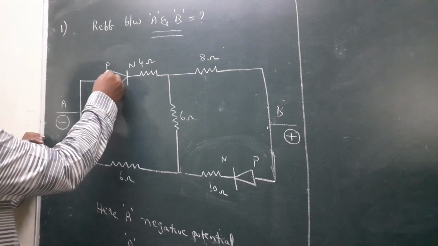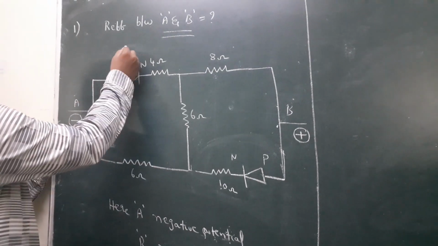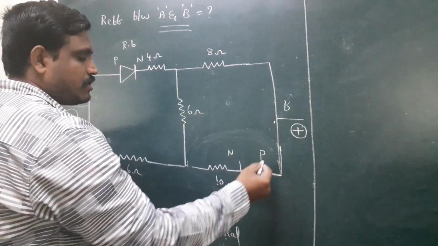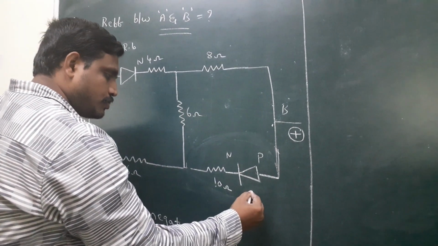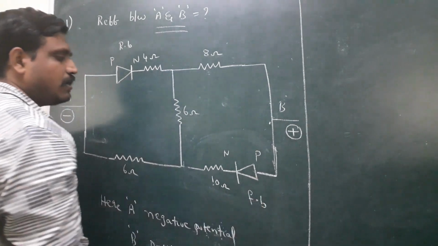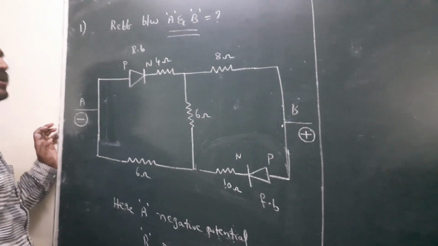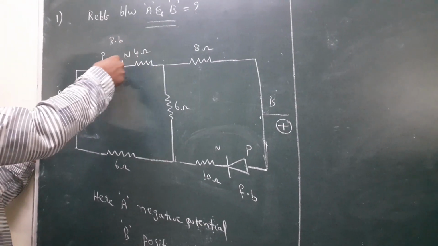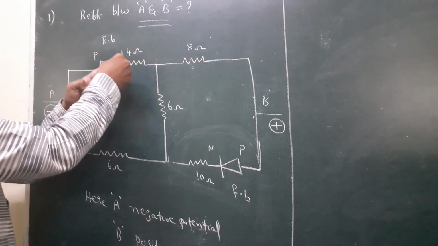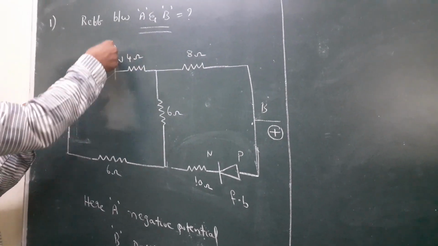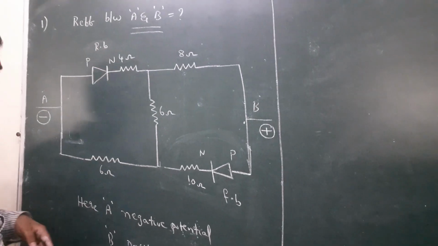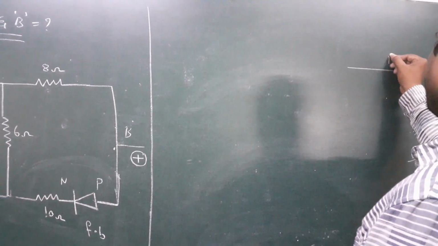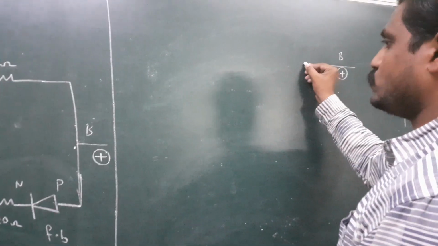Look here. This diode, P is connected to negative, that means reverse bias. This diode, P is connected to positive, and positive means forward bias. Forward bias allows the current, but reverse bias does not allow the current. So this will be removed, because no current flows here, since this diode acts as a reverse bias. Same diagram I have drawn here. B, here it is connected to positive.